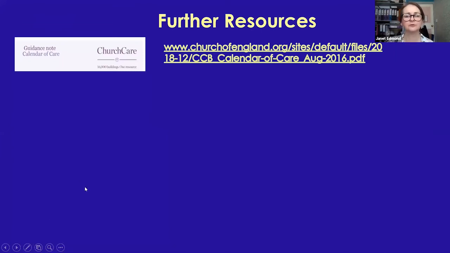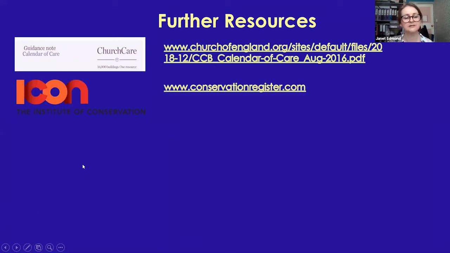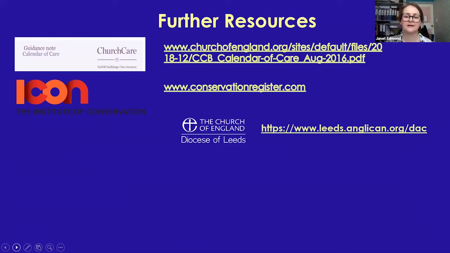Other areas that you can have a look at for more resources, have a look at the church care calendar of care that I mentioned earlier, which is available at this link. There's ICON, the Institute of Conservation. There's a conservation register that you can have a look at for specialist conservation services. There's also, as I said, the Diocese of Leeds itself, their diocesan website. You can have a look at the pages there, and the DAC pages have got lots of guidance there to help you and to signpost you to further resources.